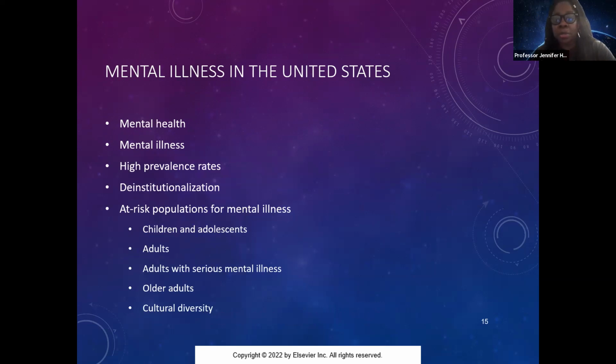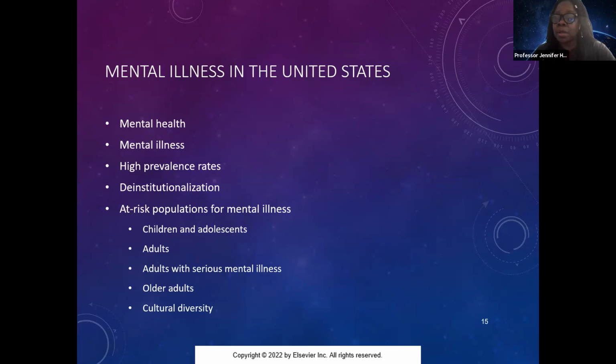Switching to mental illness, the prevalence of mental illness problems is really, really high, and people are at risk for threats to mental health at any age. It doesn't matter. You could be young, old, parent, not parent. No one's immune to mental health problems.